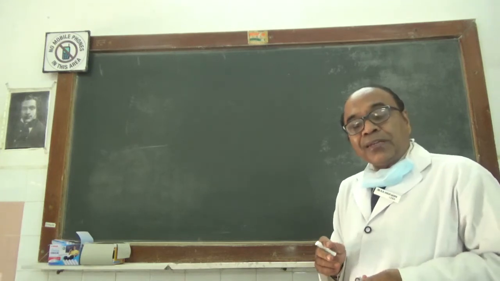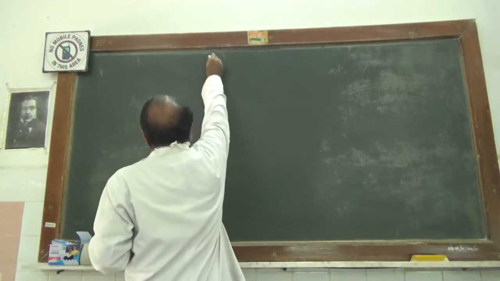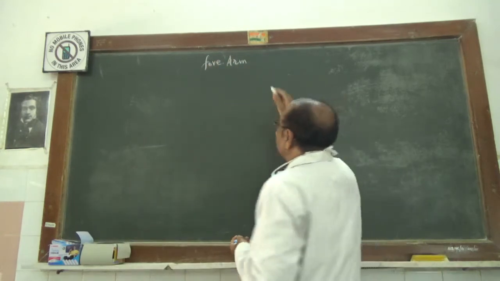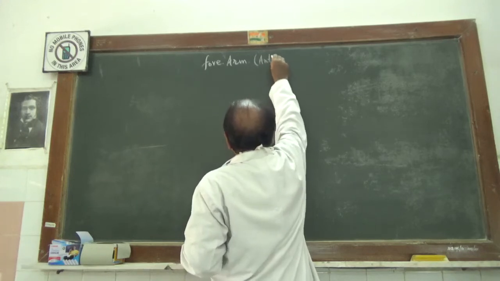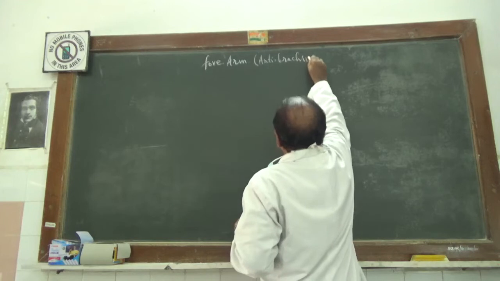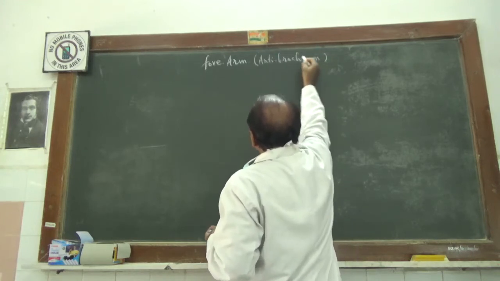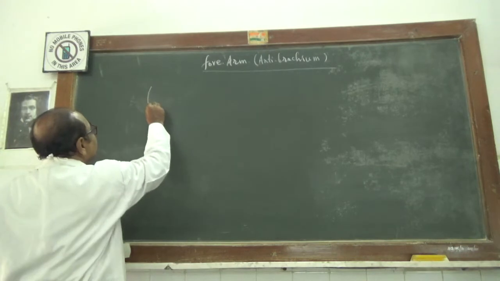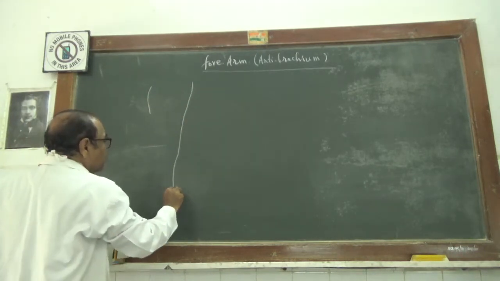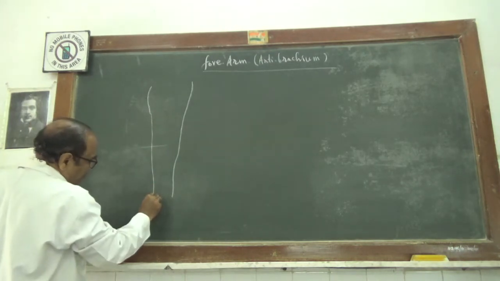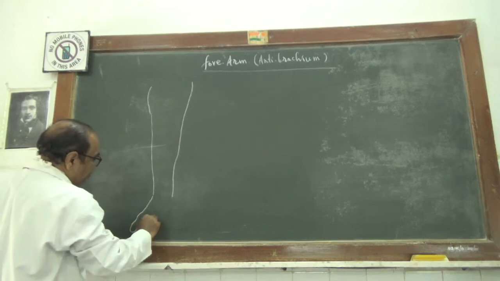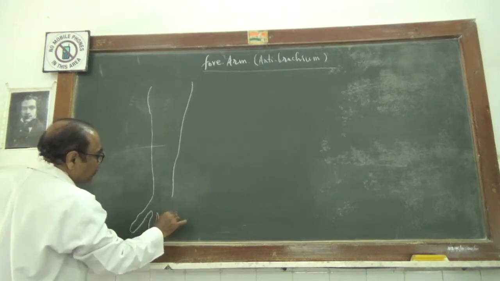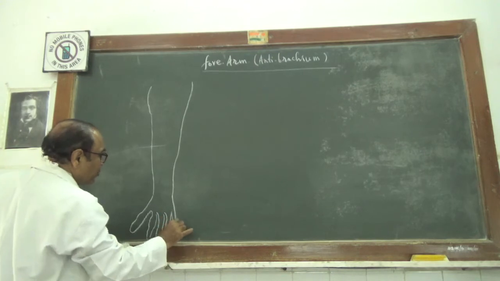Now we'll have another section. That section is called the forearm. This forearm is also called antibrachial. Now this antibrachial is the part present between the elbow and the wrist joint of the upper limb. So this forearm is the topic for the study.